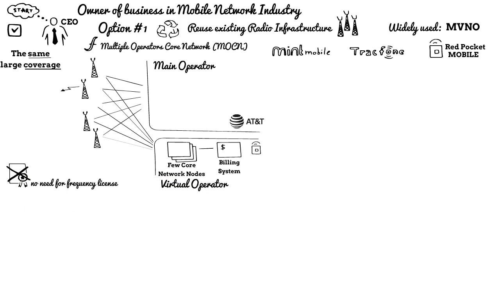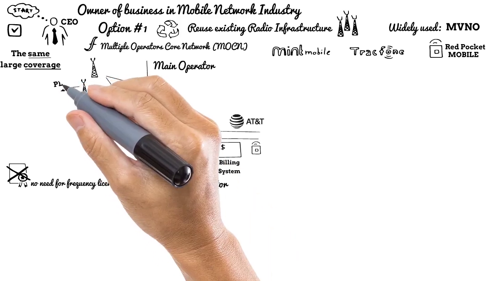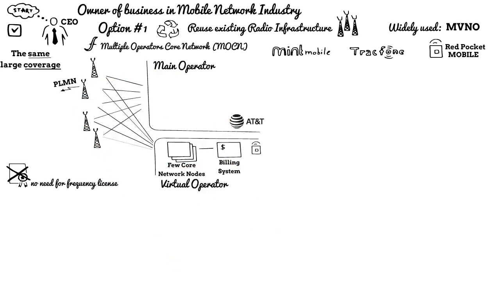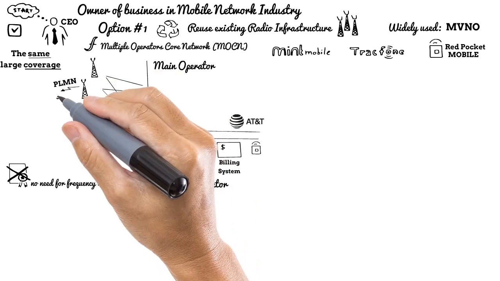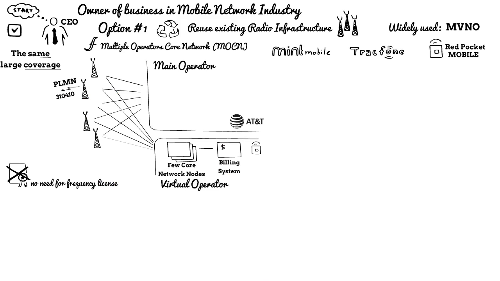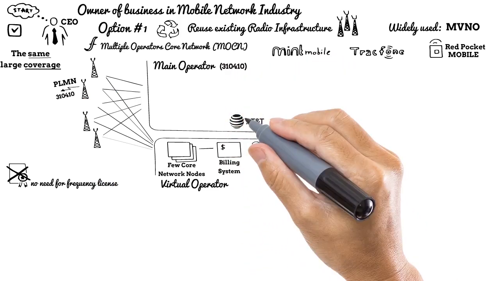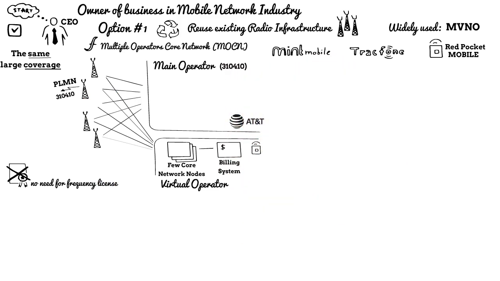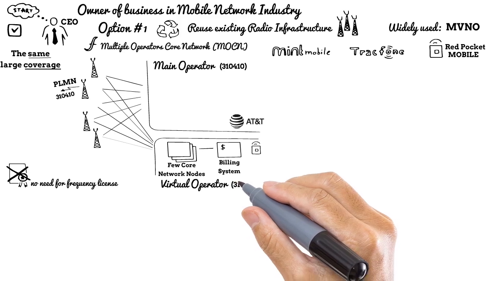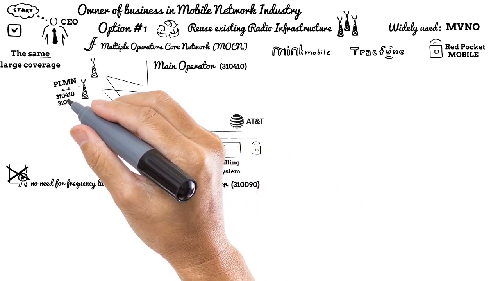How could virtual operator subscribers use the base station of another main operator? The fact is, each operator has its own unique mobile network identifier named PLMN ID, Public Land Mobile Network, which must be transmitted by the base station over the air so all own subscribers can connect to that network to receive services. When a virtual operator connects to the same base station of the main operator, such base station starts transmitting both PLMN IDs.